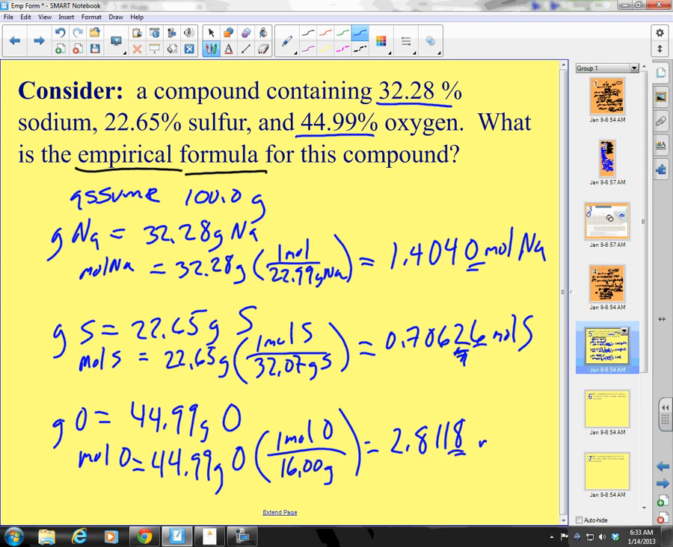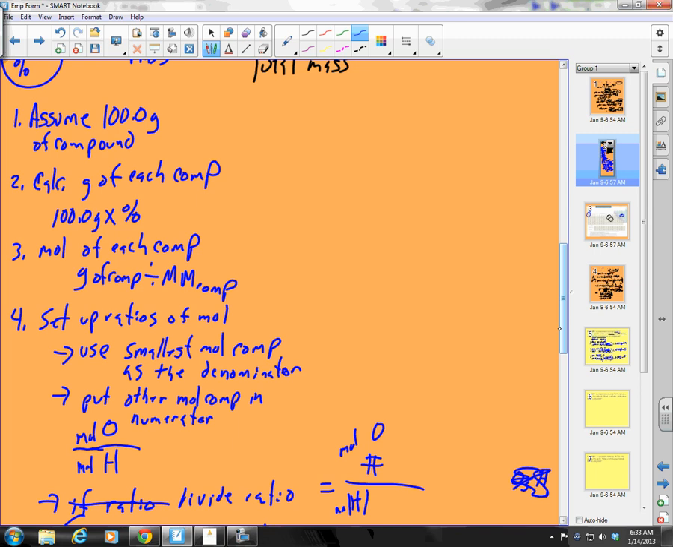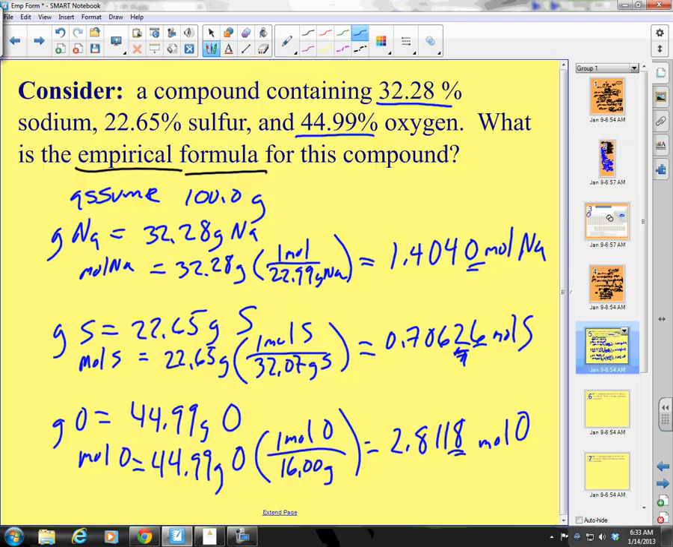2.8118 moles of oxygen. Now, what do? Well, if you go back to our process, what is it that we want to do? We got moles of each component. We want to set up ratios. What do we put in the denominator? We put the smallest amount of moles in the denominator. Okay, so here we go.